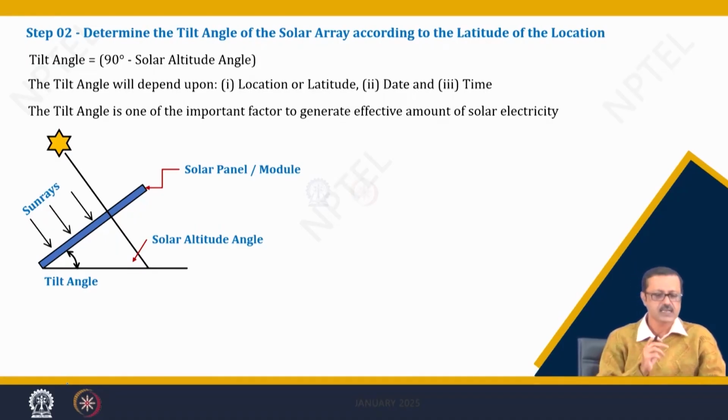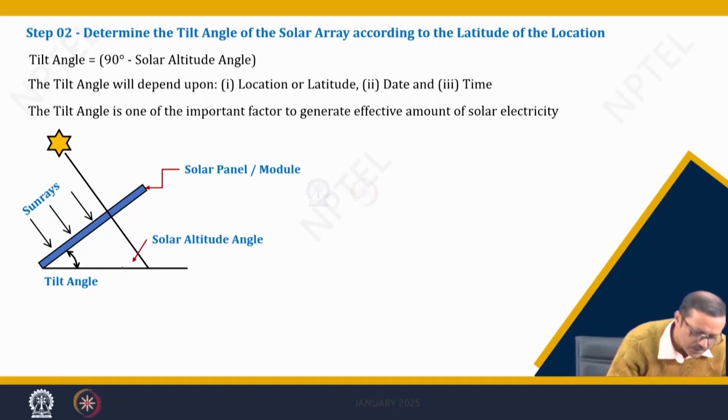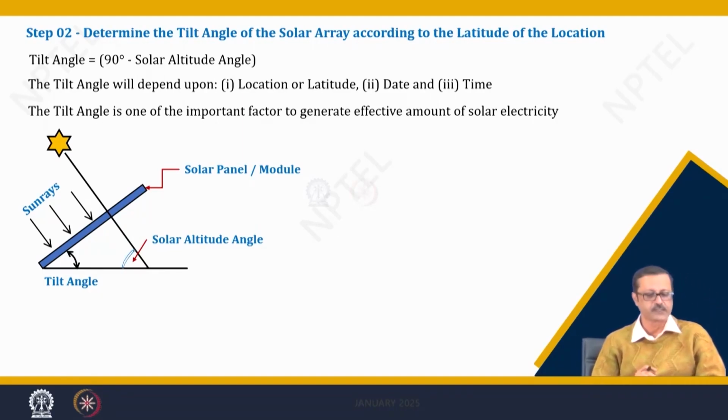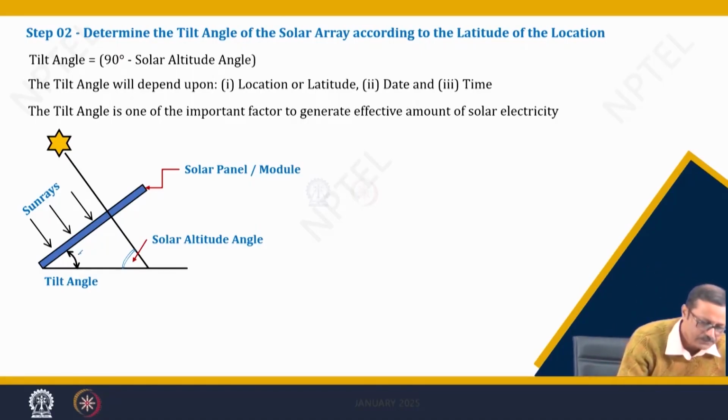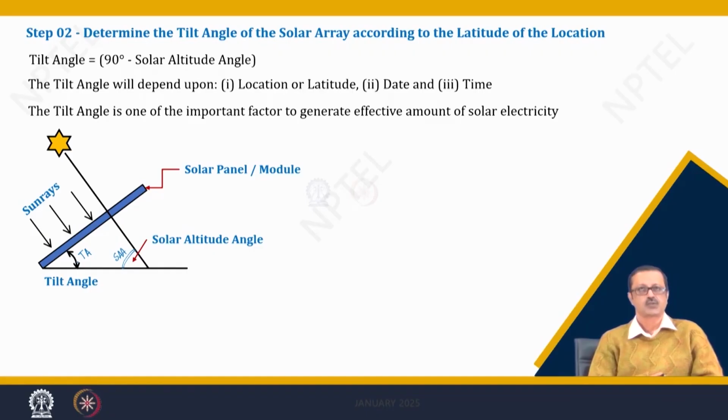That means this tilt angle actually depends upon the solar altitude angle. Suppose this is your solar altitude angle, and then the tilt angle can be calculated as 90 degree minus the solar altitude angle. This is your tilt angle, the TA, and this is the solar altitude angle. So definitely the relation between them is 90 minus solar altitude angle. And you see it is changing every time; even in a particular day, at different times the solar altitude angle is changing. So your tilt angle should change, but that is not possible.